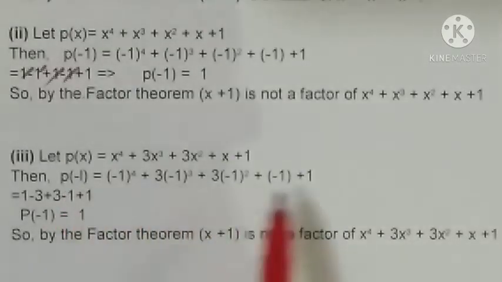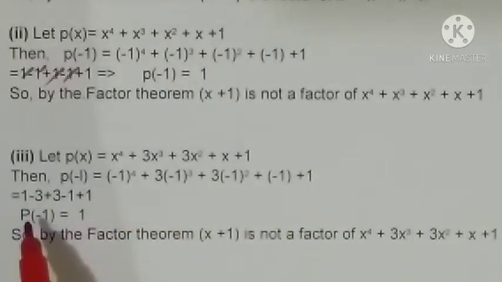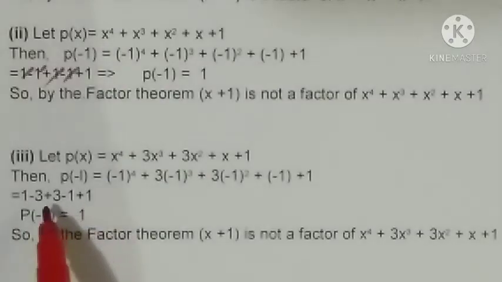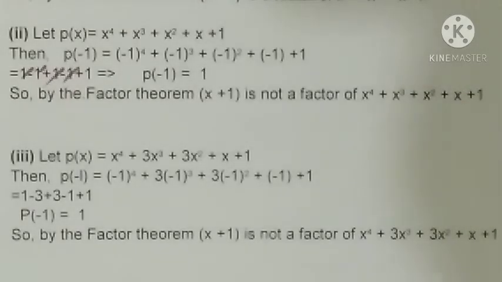Again minus 1, so minus 1 plus 1. So what will get cancelled? 1 and minus 1 will get cancelled. Minus 3 and plus 3 will get cancelled. So the 1 is remaining. So P of minus 1 is also equal to 1 only in this case. So we can say the remainder is not 0 here. So we conclude that the given factor, x plus 1, is not a factor of the polynomial x raised to 4 plus 3x cube plus 3x square plus x plus 1. So when we are not getting the remainder 0, the conclusion is that the given factor is not a factor of the given polynomial.